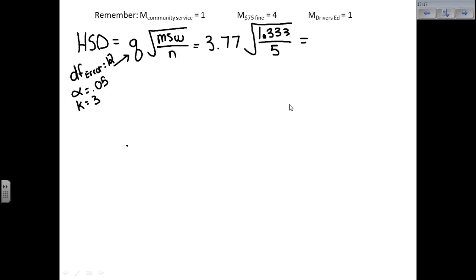So when we do that calculation, we end up with 3.77 times the square root of 0.2666, which becomes 3.77 times, well, the square root of 0.2666 is equal to 0.5163, so 3.77 times 0.5163 is 1.946.